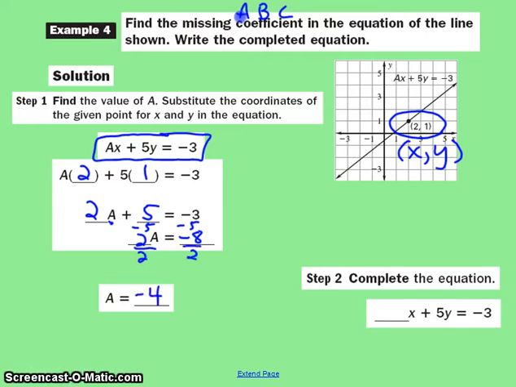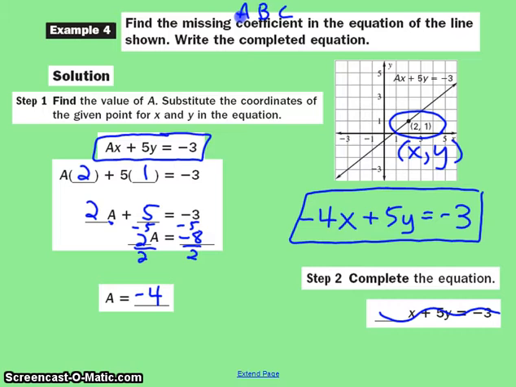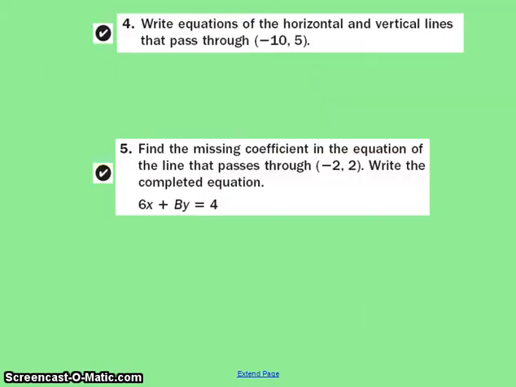Now that we know that value, we can fill it into our equation. I'm just going to rewrite it. -4x, because that's what I multiply x by, is my a, plus 5y equals -3. You have found the missing coefficient. So checkpoint number 5, finding the missing coefficient. This time I'm looking for b, and they gave me the ordered pair -2, 2. So 6 times -2 plus b times 2 equals 4.